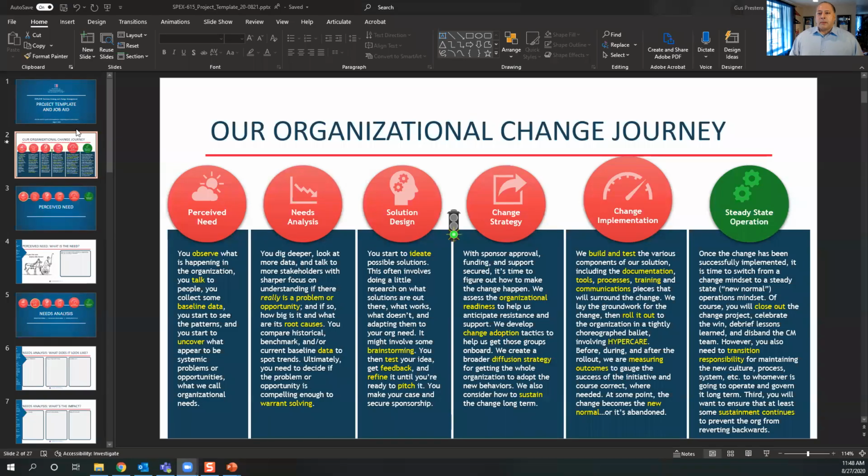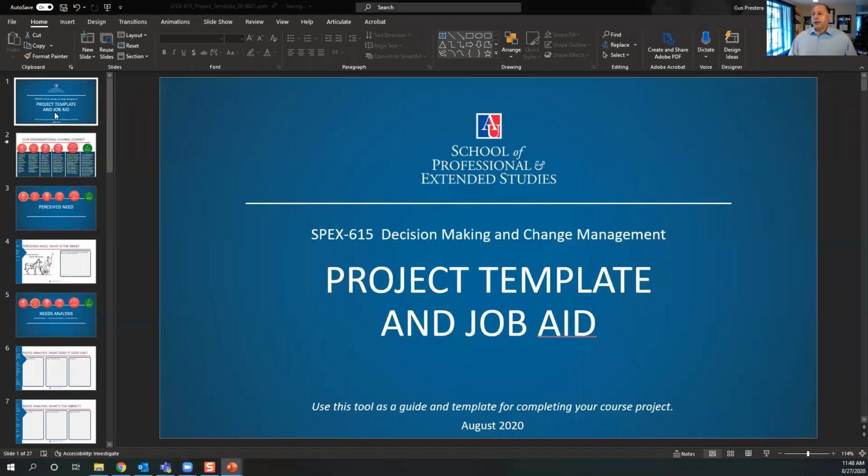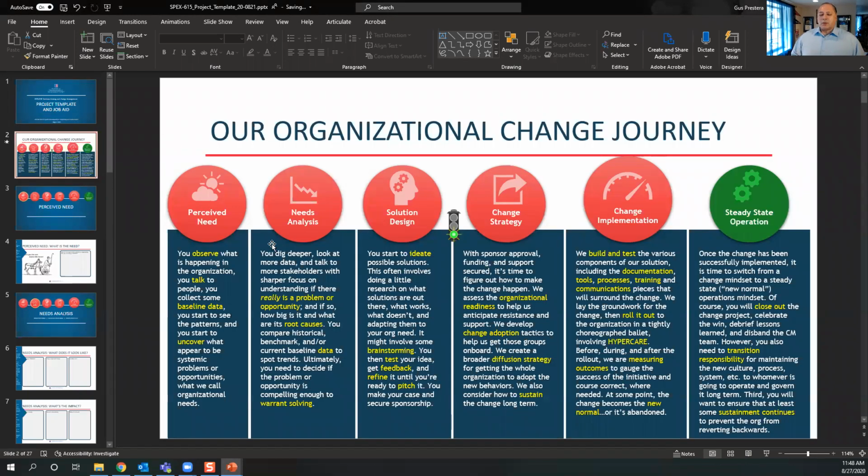So let me share my screen, and I'm going to bring up the project template and job aid specifically for this course. And I'm going to go over this process with you, the organizational change journey. You'll see some resources in the course materials for this, but I just want to take you through this and help you understand how this maps to the course. So what this is trying to describe for you is what an organizational change initiative typically looks like.